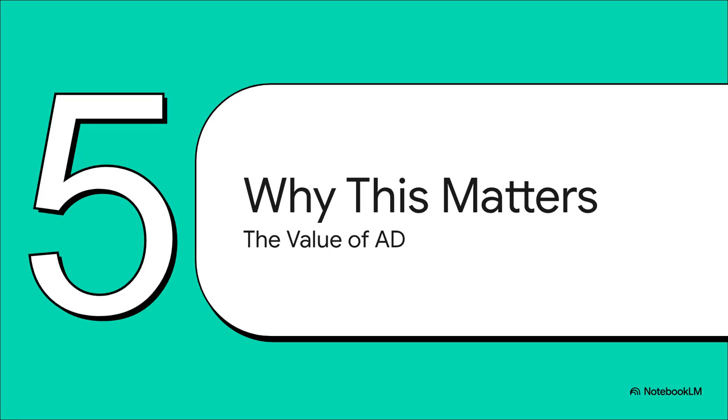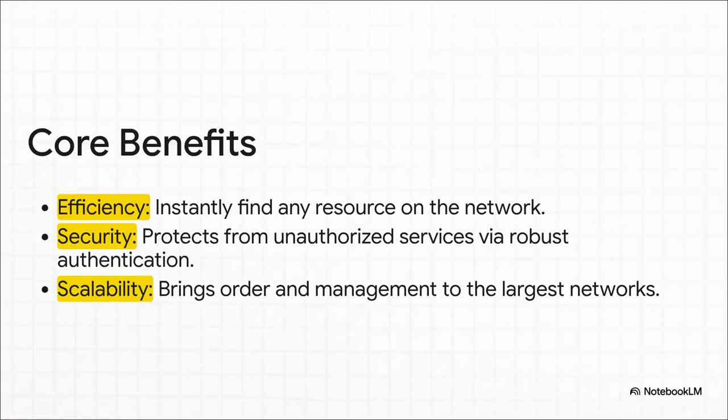So you might be thinking, okay, that's a lot of steps. Why do we go through all this trouble? Why is this digital librarian so foundational to how modern IT works? Well, let's just wrap up by summarizing the huge value that Active Directory really provides. The benefits really boil down to three massive things. First, efficiency. No more hunting around for printers or servers, everything is findable in an instant. Second, security. That whole authentication dance we just talked about protects you from the bad guys. And finally, scalability. This system works just as beautifully for a company of 10 as it does for 100,000, bringing order and management to even the most mind-bogglingly huge networks.